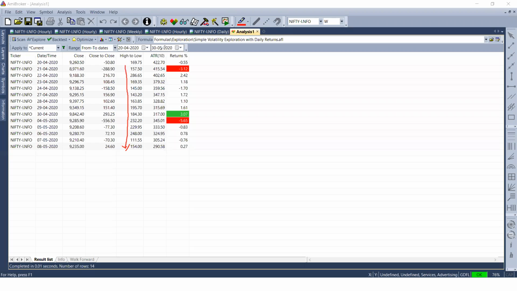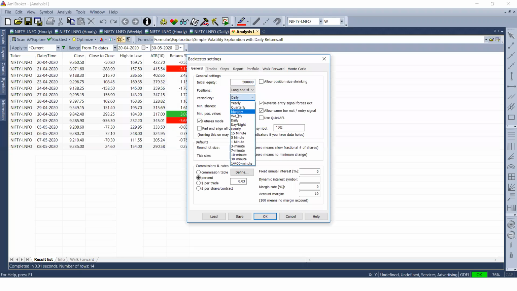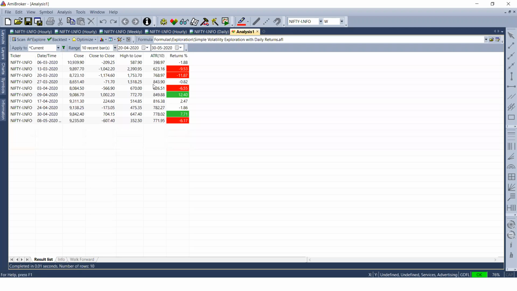And of course, I would like to check out the weekly volatility also. If I go back and check the weekly volatility, I can change the time frame to weekly, and I'll say last 5 weeks, maybe last 10 weeks on a weekly time frame. Just give me the last 10 weeks volatility.